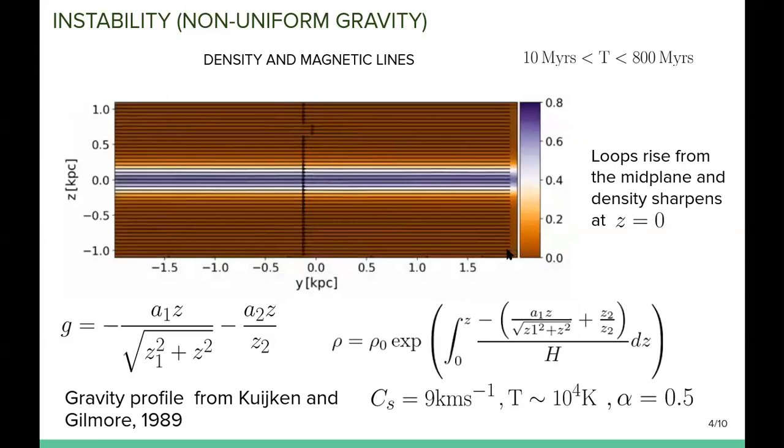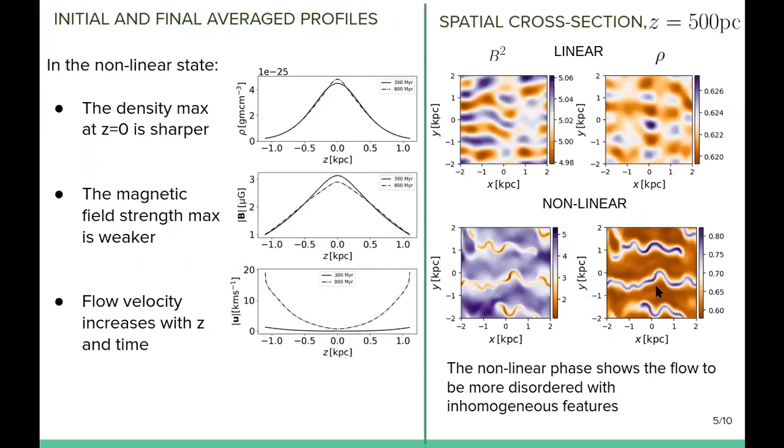To understand this a bit further, we look at the horizontally averaged profiles that are shown on the left-hand side here. So we have 3 figures: the first one is the density, the second one is the magnetic field, and the last one is the velocity. The profiles are at 2 different times. The solid line corresponds to the linear time, that is 300 megayear, and the dash-dot line corresponds to non-linear time, that is 800 megayear.